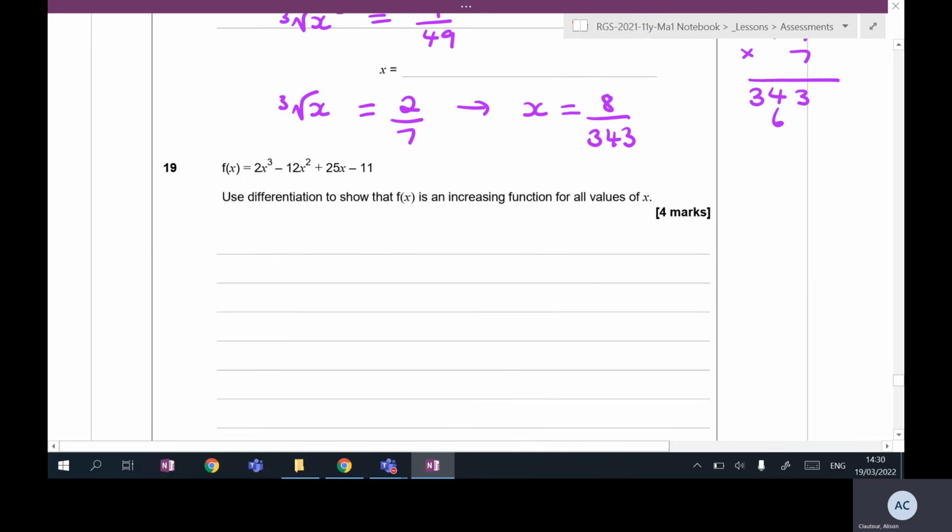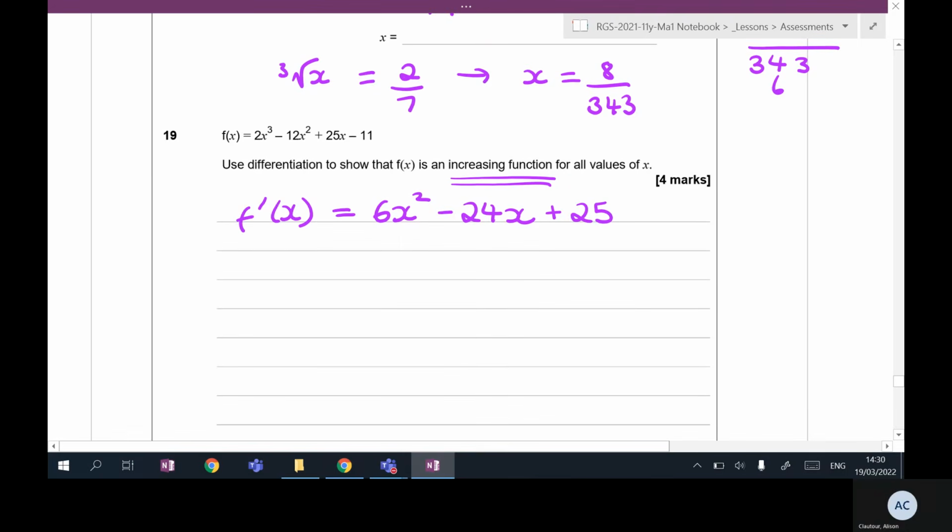Quite a lot of differentiation in this paper. So we're trying to show it's an increasing function for all values of x. So that means the gradient will always be positive. So if I differentiate this function, hopefully you've got the idea by now, bring the power to the front, take 1 off the power, bring the power to the front, take 1 off the power, 25x is going to be 25. Okay, so that's my gradient function.